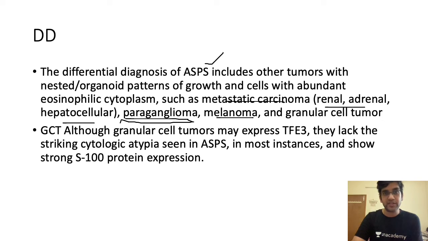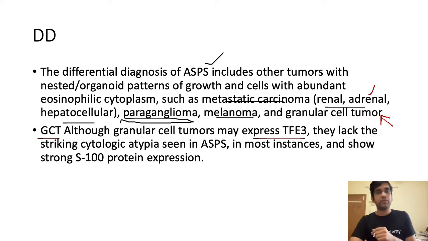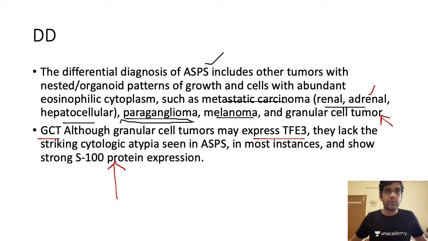Melanoma, especially, is, as of me, my main concern is the granular cell tumor. Other things for sure you'll be able to differentiate. Keep in mind, paraganglioma can be very, very tricky if the ASPS is in the head and neck region. Granular cell tumor, that's what I'm mentioning as GCT, they might express TFE3, so don't go with the TFE3 alone. But the cytological atypia will not be there, and most of them show a very, very strong S100 positivity. I said the melanocytic marker will be negative in ASPS, so they will not be S100 positive, right?